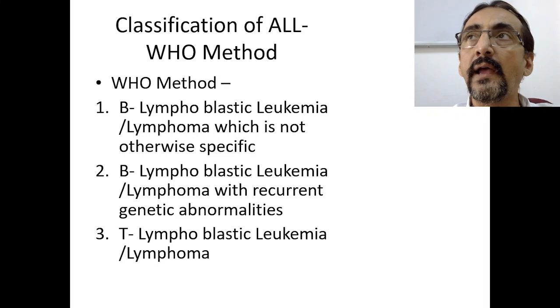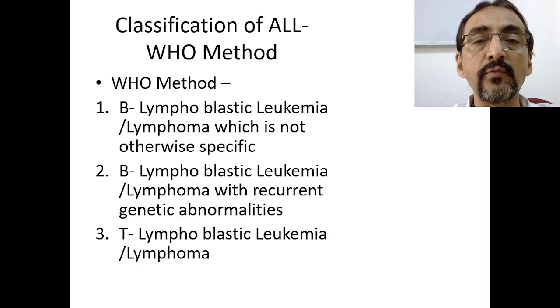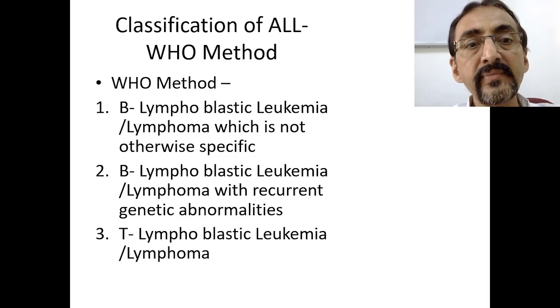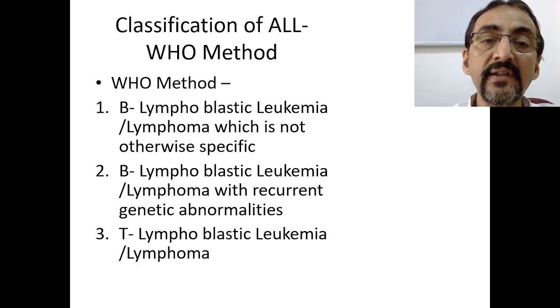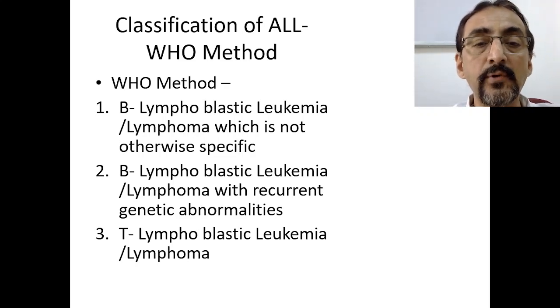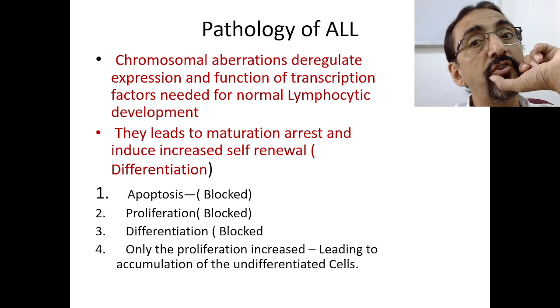Classification of acute lymphoblastic leukemia according to the WHO method: B lymphoblastic leukemias or lymphomas, not otherwise specified; B lymphoblastic leukemia or lymphoma with recurrent genetic abnormalities; and T lymphoblastic leukemias or lymphomas. Now looking at the pathology of ALL.